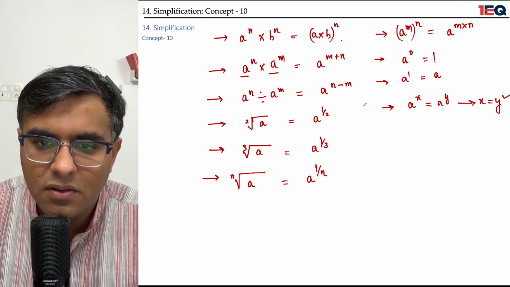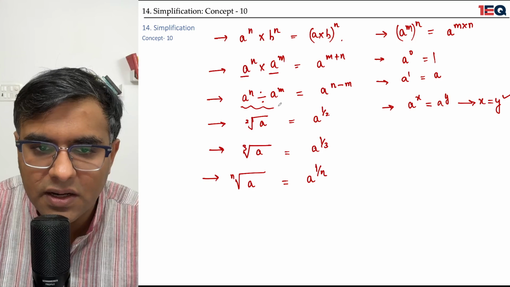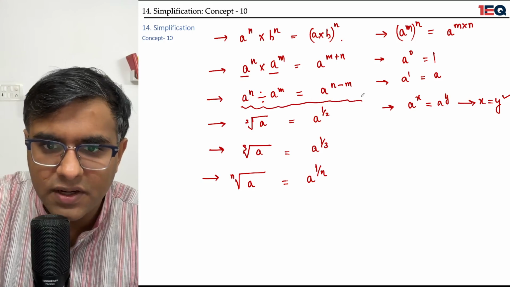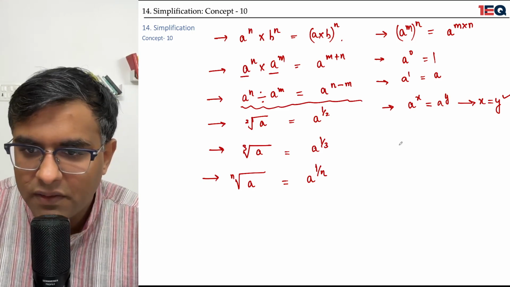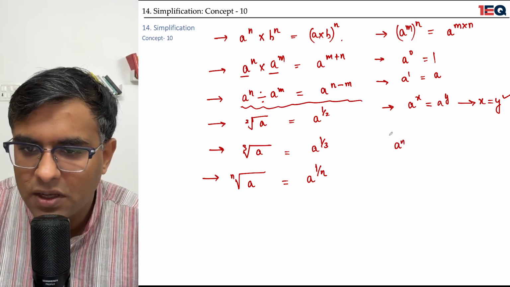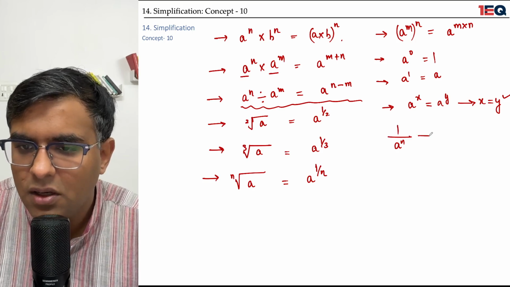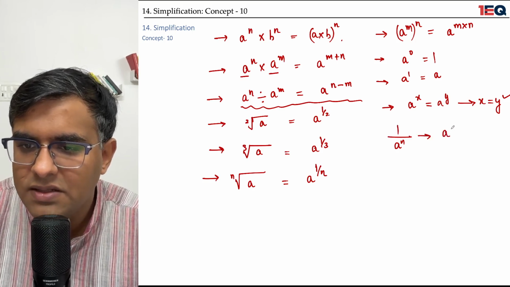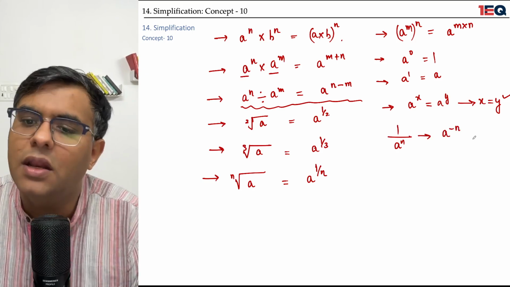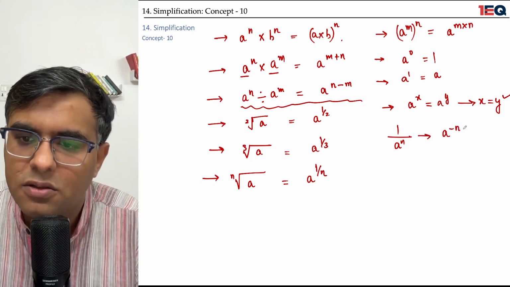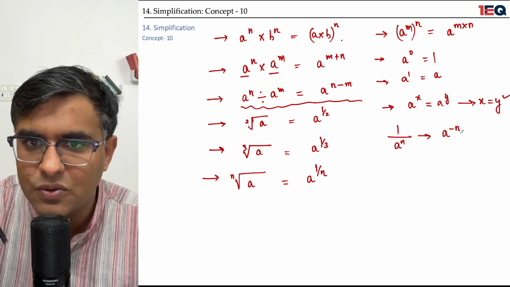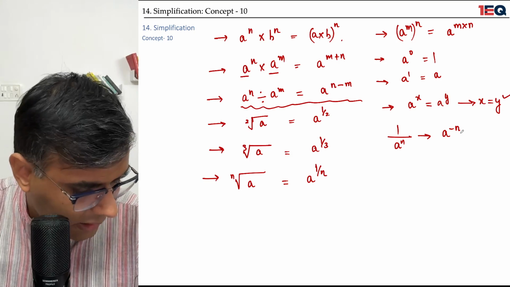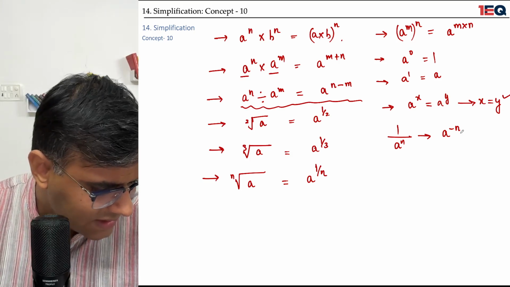Similarly, whenever anything goes in the denominator, the power changes to a negative sign. So whenever I talk about a raised to power n and it is in the denominator, it would come out and come back as a raised to the power minus n. Anything in the denominator, if you need to bring it back to the numerator, there is supposed to be a minus sign. I don't think there's anything else left.